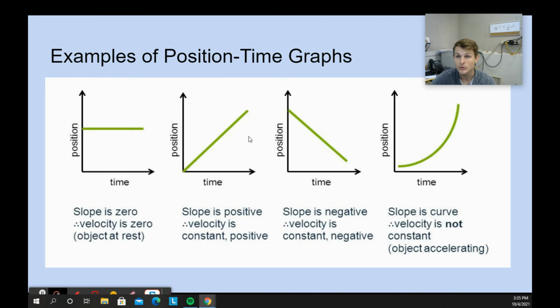It's a positive slope, which means its velocity is positive. This one is moving in a negative direction, which means the slope is negative. It's constant, but it's negative.